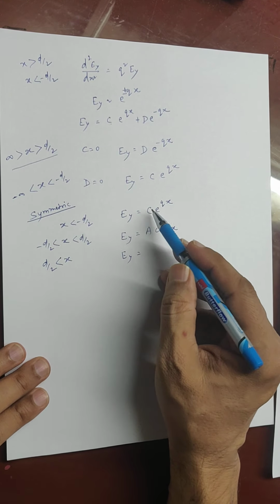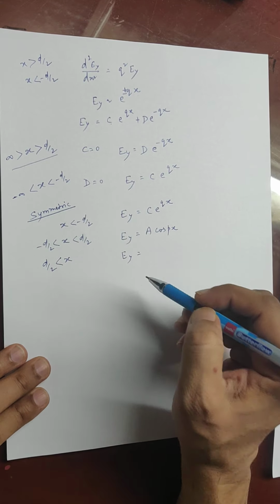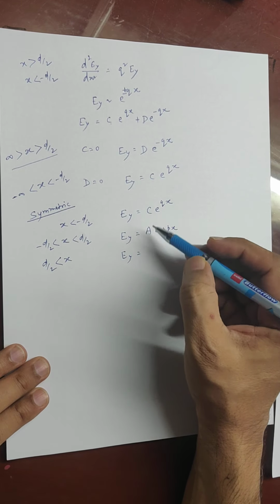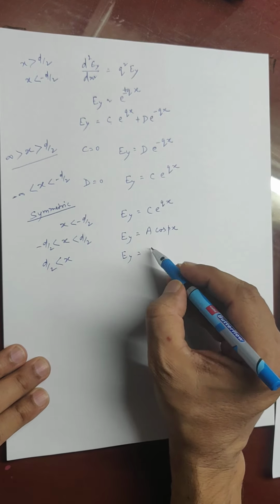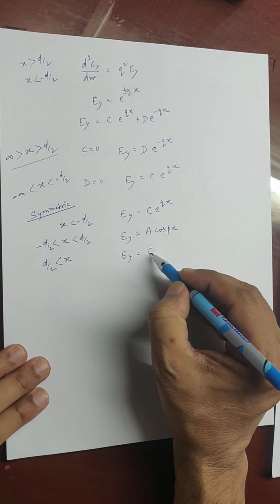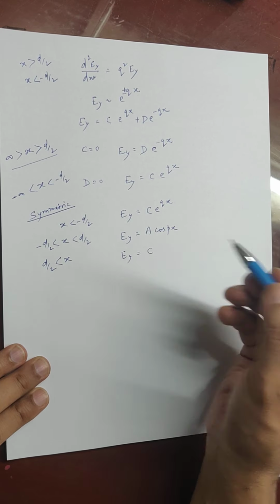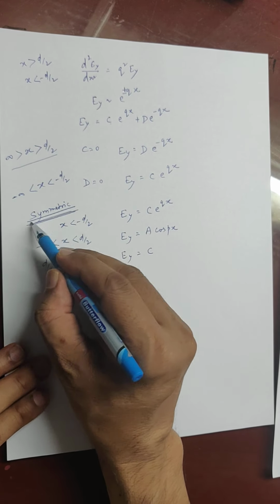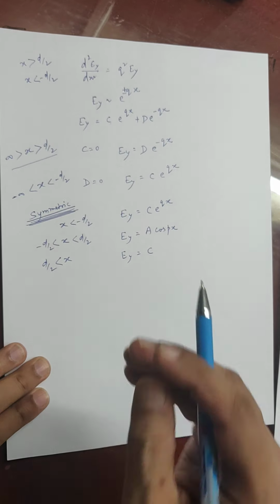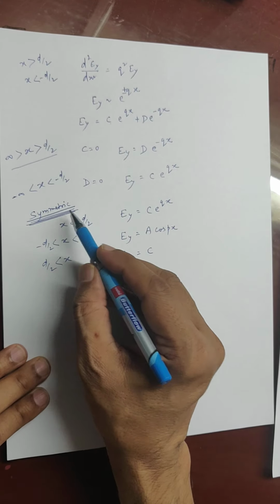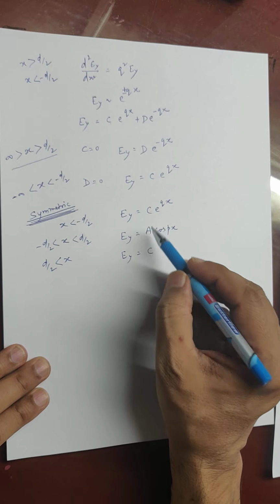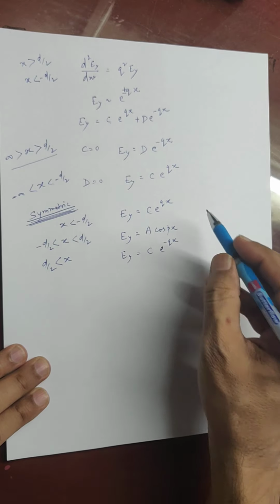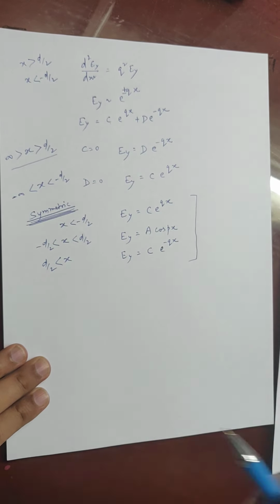But since we have a requirement of being symmetric, the symmetric requirement would demand that this d should be equal to c, and unless you put these two the same, it would not be symmetric. This is our requirement, we must have a symmetric solution or an antisymmetric solution. For the symmetric requirement, the c on both sides must be the same, so c e to the power minus qx. So this is our symmetric solution.